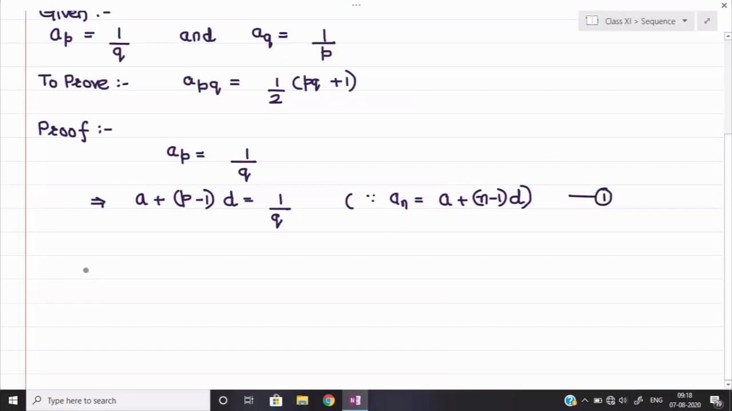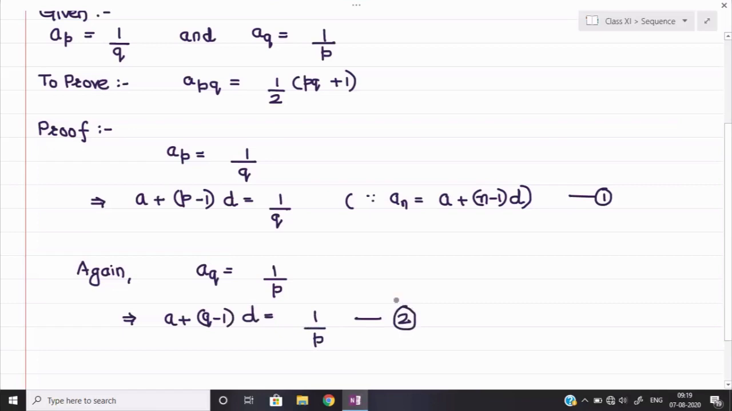Now again, one more thing is given here: AQ is equal to 1 upon P, right? So AQ is given as 1 upon P, so we shall apply in the same manner the formula of an for the value of AQ. So that will be A plus (Q minus 1) into D equal to 1 upon P. That will be the second equation.